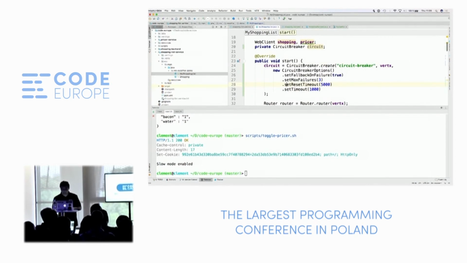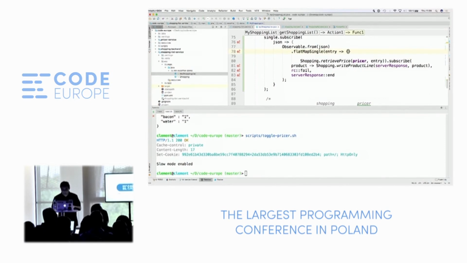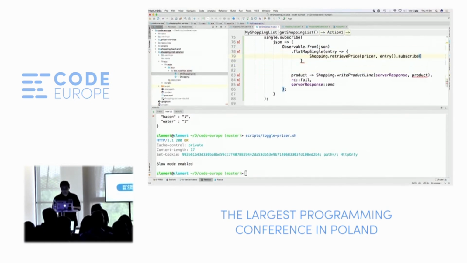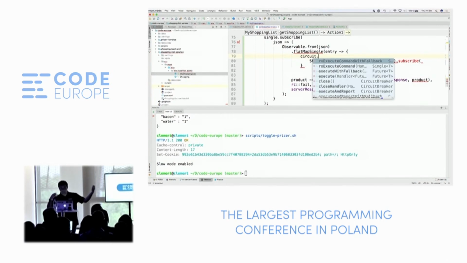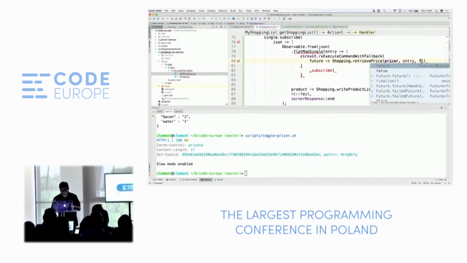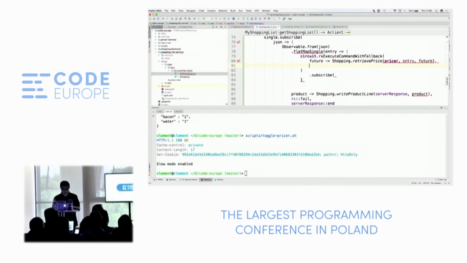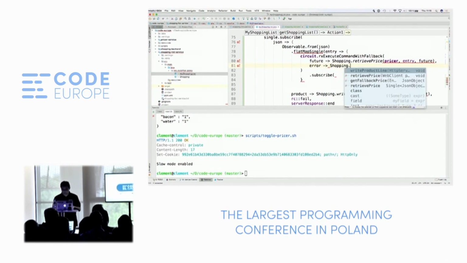So once I have the circuit breaker, I need to use it. Using a circuit breaker is actually very easy. Here, I will use my circuit breaker and execute my command, so my operation. My operation is this. Actually, I can just get that code here and pass the future. This is too much, okay. And then if there is an error, I will provide a fallback value.